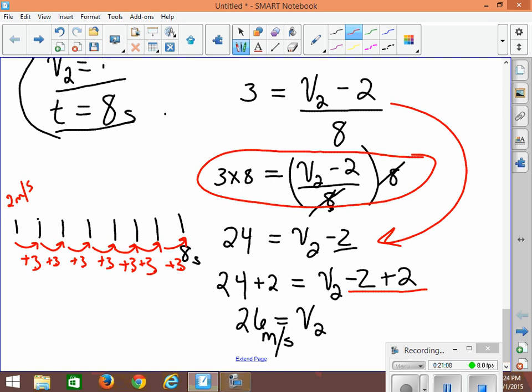1, 2, 3, 4, 5, 6, 7, 8 seconds. So you're starting at 2 meters per second, then you get to 5 meters per second. Then from 5 meters per second, you'd add the next 3 and get 8, and then get 11, and then you'd add the next 3 and get 14, and then 17, and then 20, and you add the next 3 and you'd get 23. And after 8 seconds, we should be at 23.